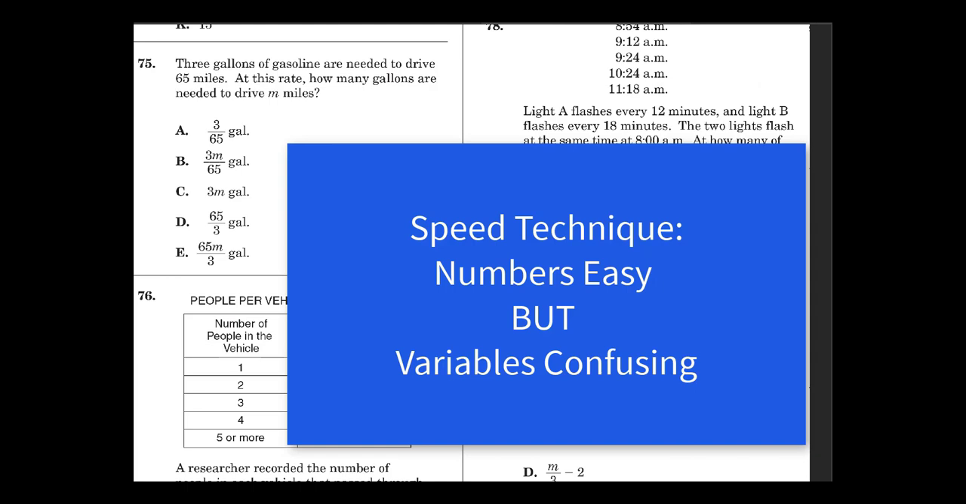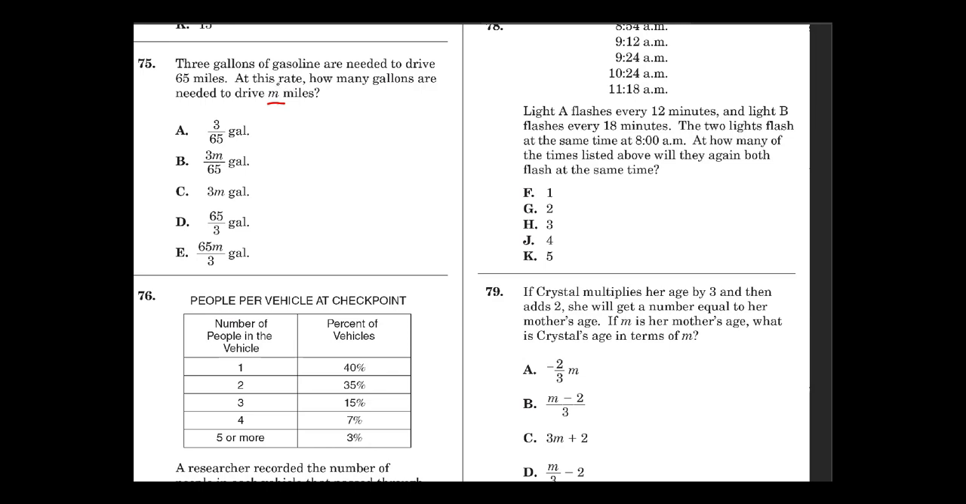Right away, students get confused when we look at variables in terms of these ratio problems. They're very good with numbers. If I said 3 gallons are needed to drive 65 miles, how many gallons are needed to drive 130 miles? You would probably come back and say, oh, 130 is double 65, so I need to double 3. It'll be 6 gallons. But once you see M miles, your eyes glaze over in many cases. You wonder what the heck is going on.